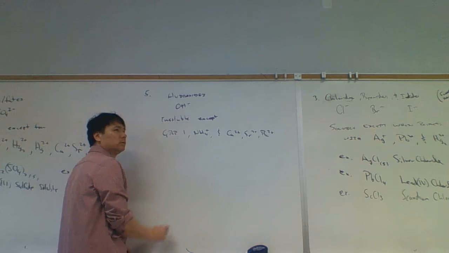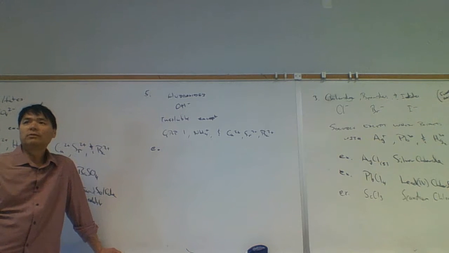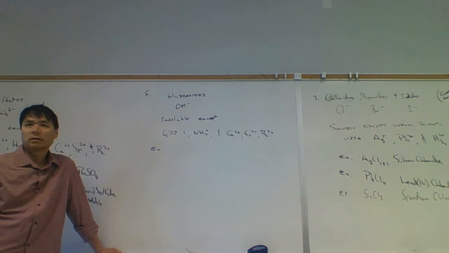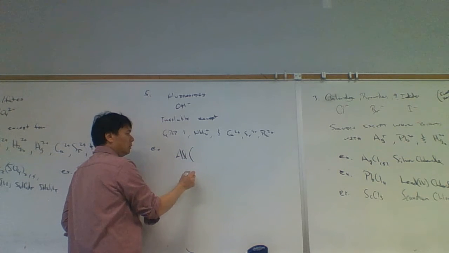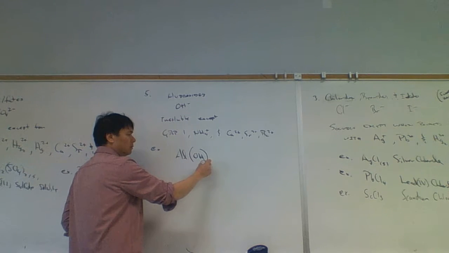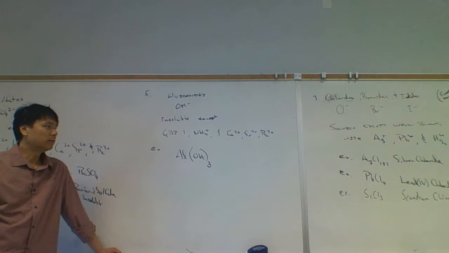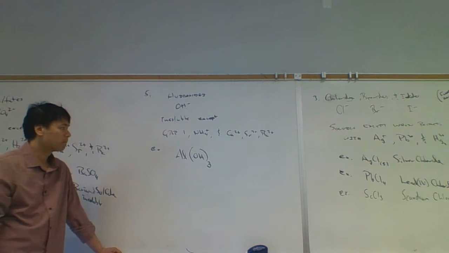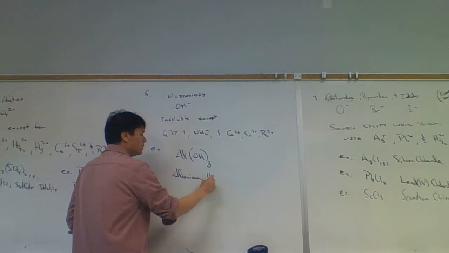So here, we'll do some examples. What would the formula for aluminum hydroxide be? Al. How many OHs do I need? Aluminum is plus 3, so I need 3 hydroxide. Aluminum hydroxide, is it soluble or insoluble? Insoluble. Aluminum hydroxide is insoluble.